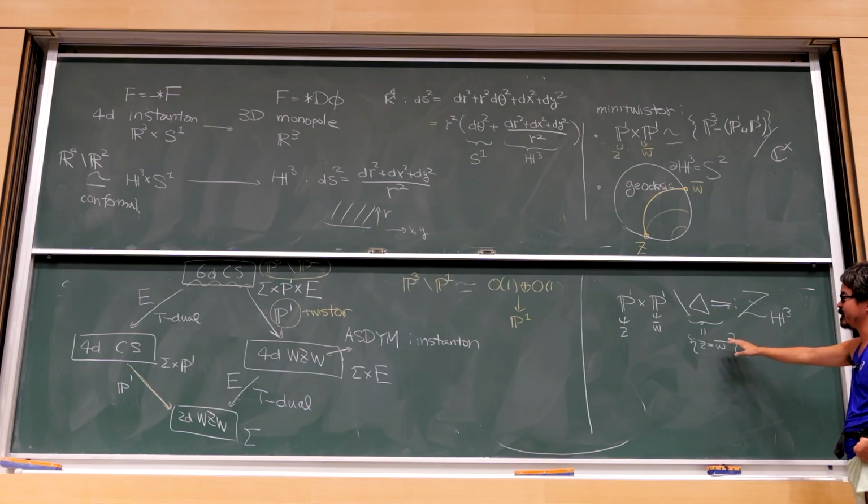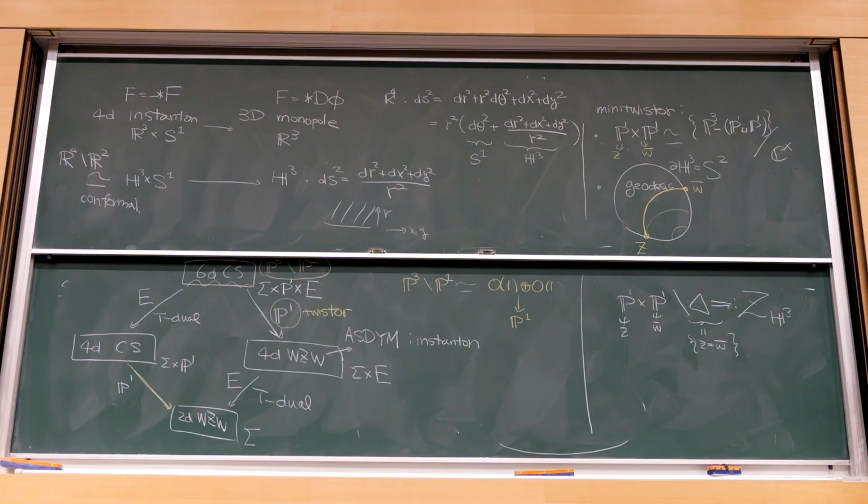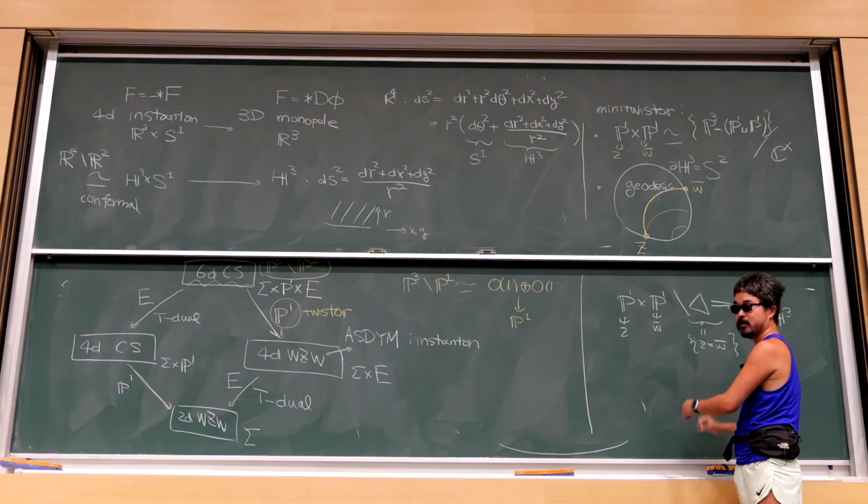I didn't say it too explicitly, but of course you have to fix the gauge group, and it turns out this is the case for SU(2). If you go to SU(N), there is a somewhat more complicated structure, but effectively you have copies of P1 times P1 patched together. So that's one side of the correspondence.